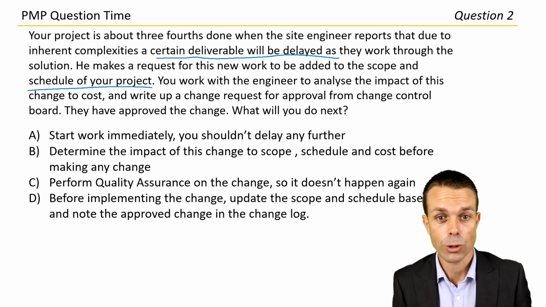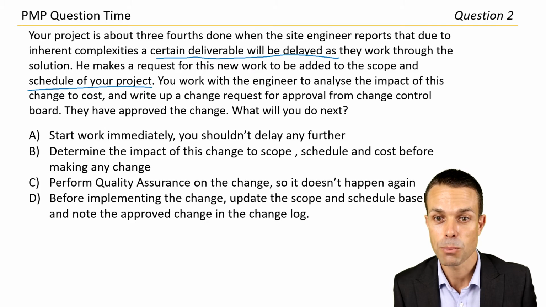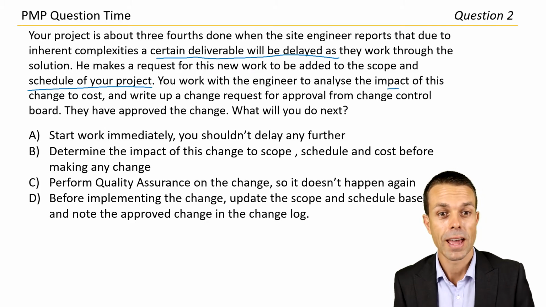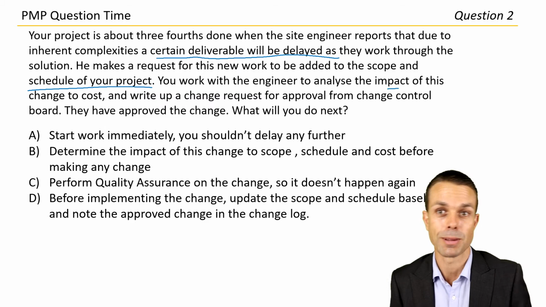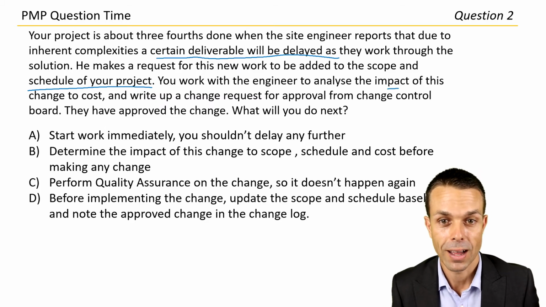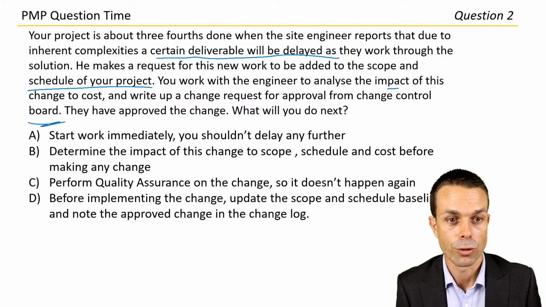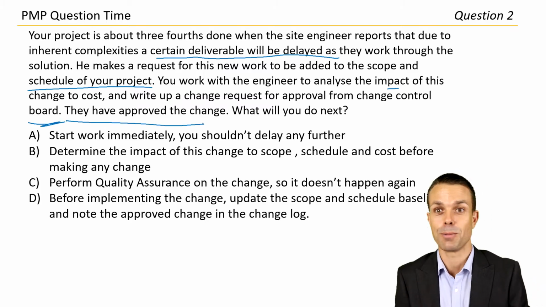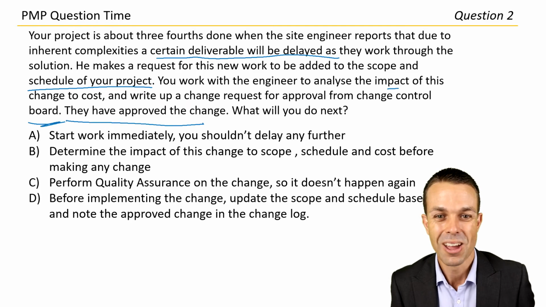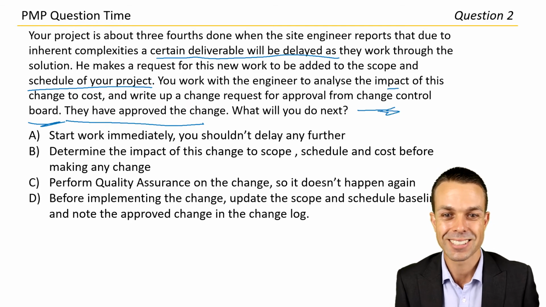Okay. You work with the engineer to analyze the impact of this change to cost and write up a change request. Well, this is great. I mean, they're doing everything that we want to do for approval from the change control board. They have approved the change. Okay, great. Wow. I mean, is there anything left for us to do here? What will we do next? Gosh, okay, this is going to be hard.